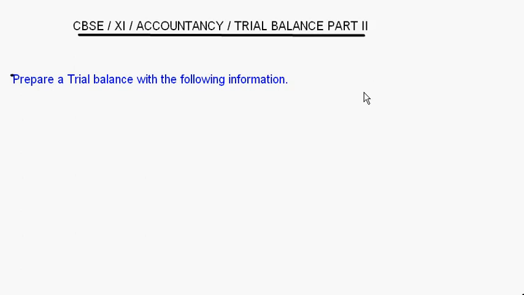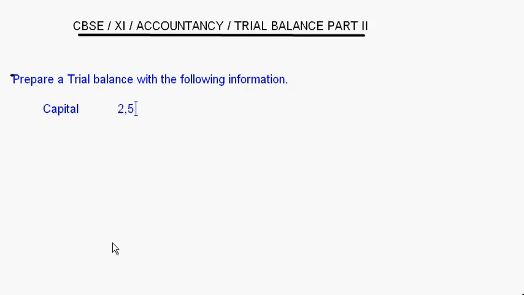Let's continue with trial balance. In today's session, I'll take up a question on the preparation of trial balance. So here it is. Prepare a trial balance with the following information. Now the information that is given is like this.